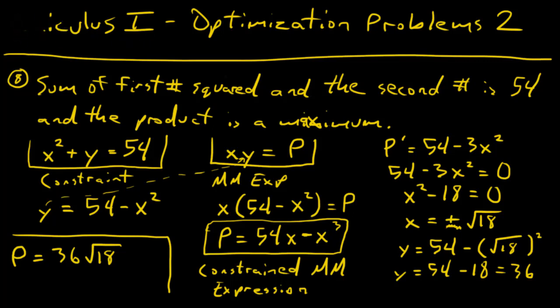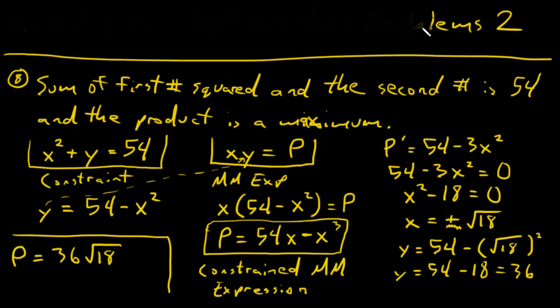I'm going to erase this stuff up at the top so that I can have a little room up here to show you how to figure out if it's a min or a max. Well, one, you can graph it, and that would work just fine. But I've got my x value right here, and I've got my expression right here, my p prime, and that was equal to 54 minus 3x squared.